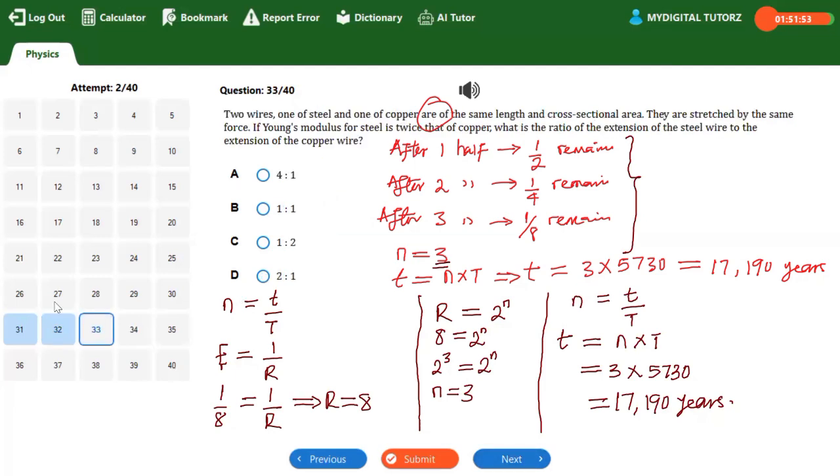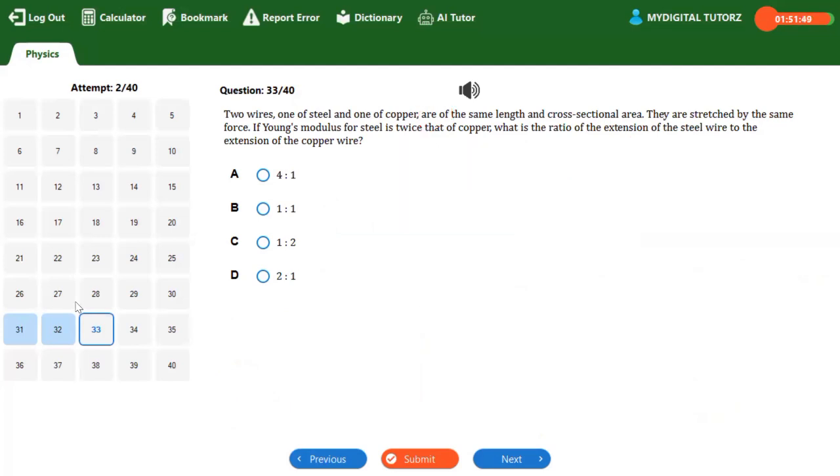Question 33 says 2 wires, one of steel and one of copper, are of the same length. Take note of this as we are moving: the lengths are the same, that is, length of copper is equal to length of the steel. And the cross-sectional area is also the same. They are stretched by the same force, so the force applied on the steel is also the same force applied on the copper. If the Young's modulus of the steel is twice that of copper, what is the ratio of the extension of the steel wire to the extension of the copper wire?